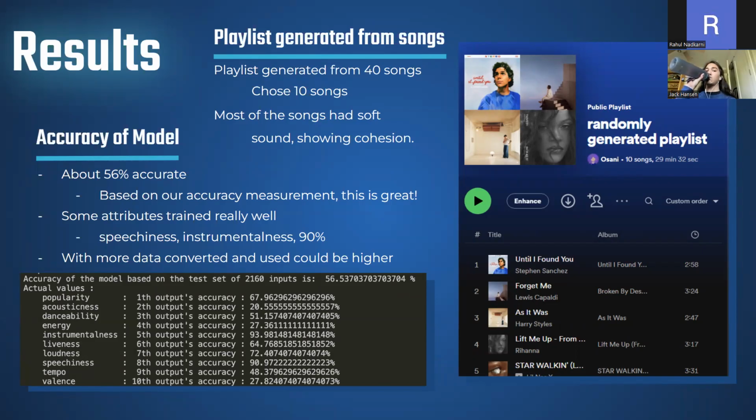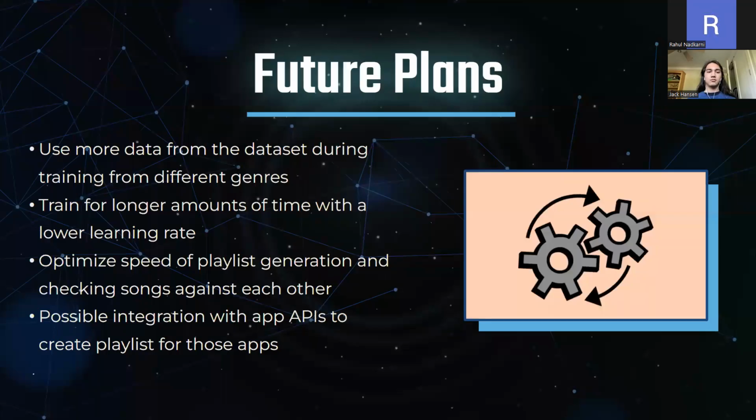But with the actual output of the algorithm, once we took the output of the neural network and put it into the algorithm, we were able to give it 40 songs and it would pick 10 songs out of them. And there was a cohesive element between them. So for example, we went with a more soft sound playlist. And there was that element of cohesion between all 10 that were in the output playlist. And we do have a lot of future plans for our project.